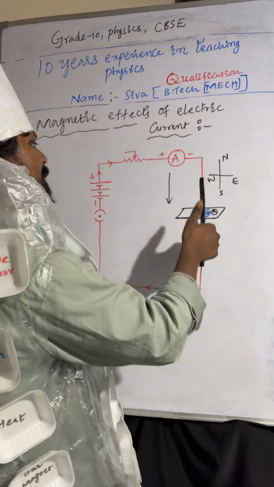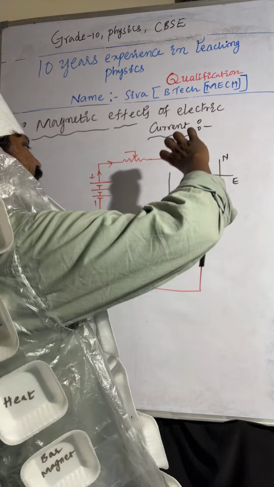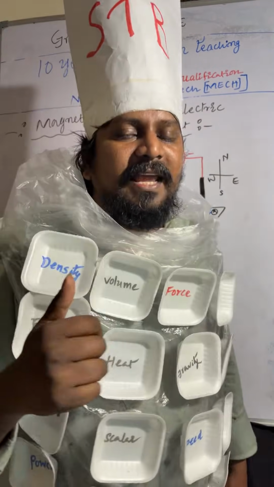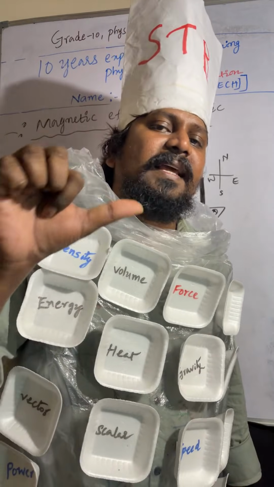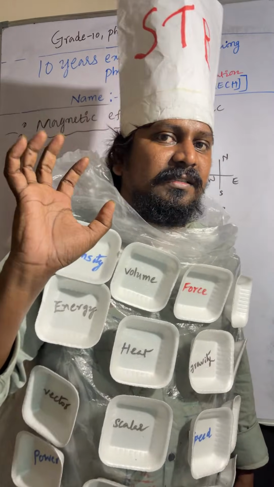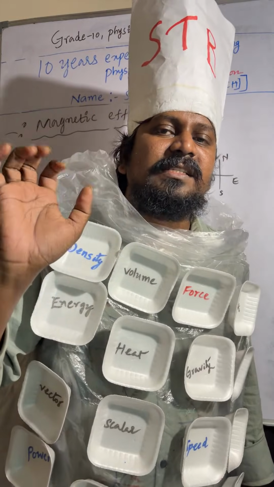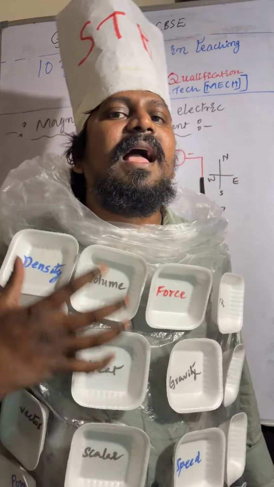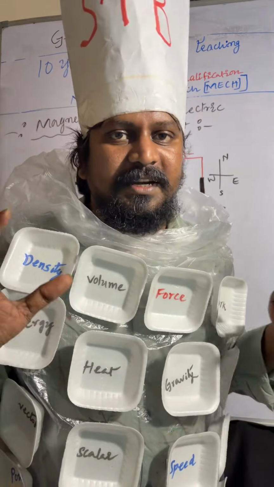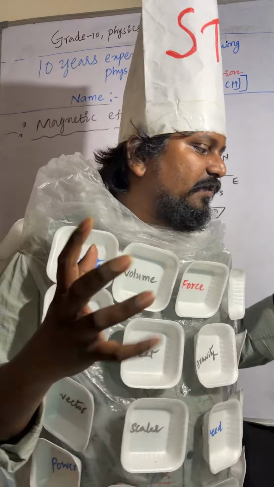If the current is passing from north to south, the magnetic field will be like this. If the current is passing in the downward direction, so the magnetic field will be... You have to place the thumb along the current direction. The folded, curly, wrapping fingers represent the magnetic field. That is the magnetic field direction. I hope it is very clear.